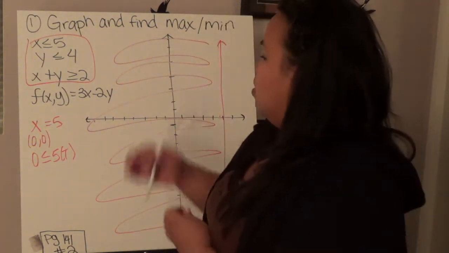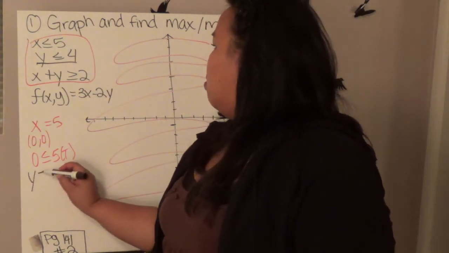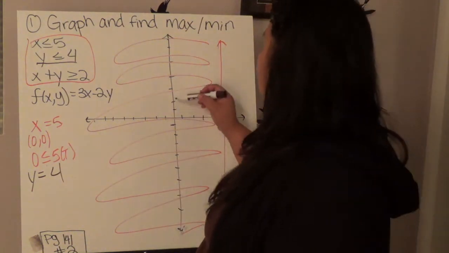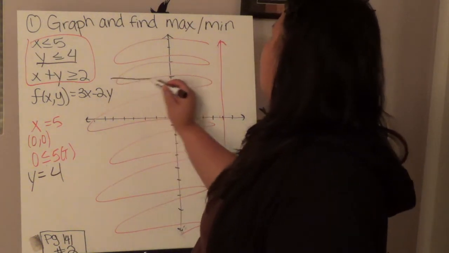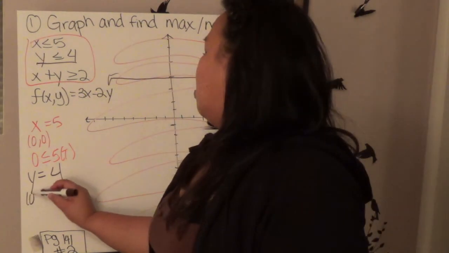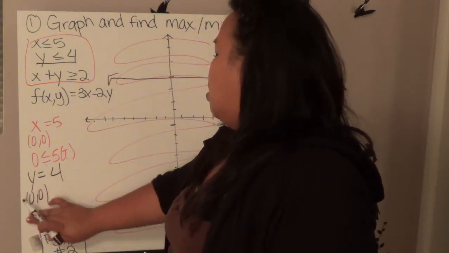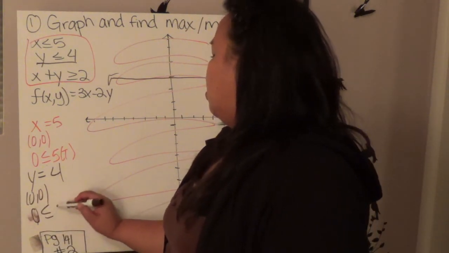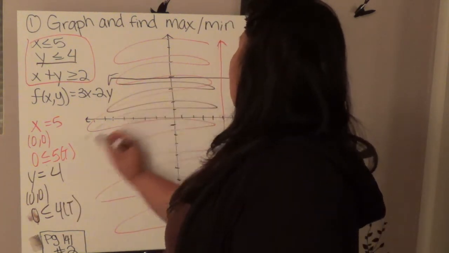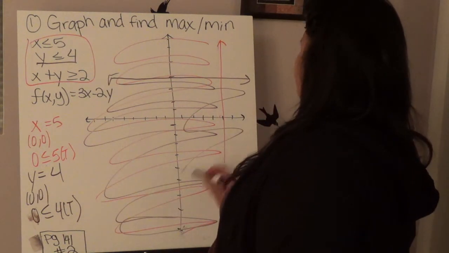My next one is y equals 4. So I'm going to find 4. 1, 2, 3, 4. And it's a solid line again. Okay, and I'm going to test 0, comma 0. So that means 0 is less than or equal to 4. This is in fact true. So that means anything on the bottom of this line. It includes this side too.